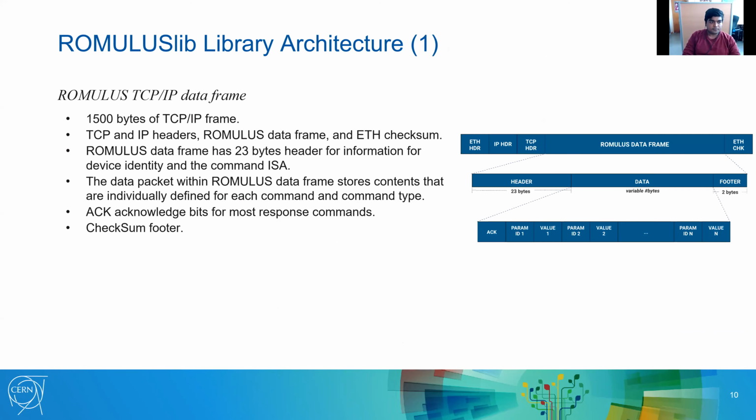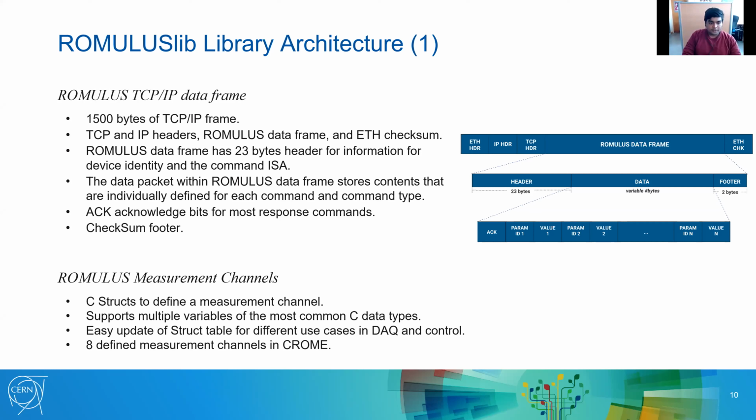So the data frame is the Ethernet MTU size, which is 1500 bytes for the TCP/IP frame. Apart from the TCP and IP headers, the Romulus data frame and the Ethernet checksum, there are also headers for the Romulus data frame itself, which is 23 bytes of header, which contains information about the device ID and the command instruction that is being communicated. And corresponding data is contained for that respective command that has been sent, or in the response it is sent. And the footer is, of course, the checksum footer for error correction.